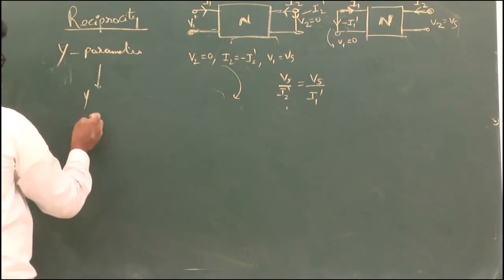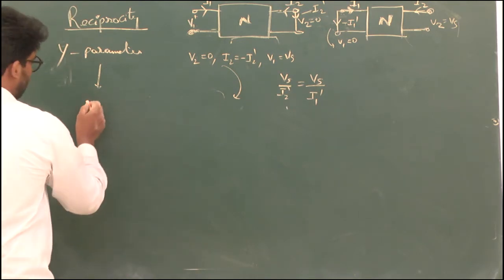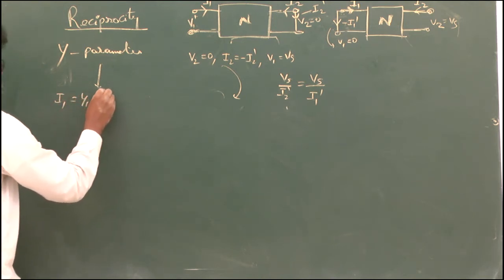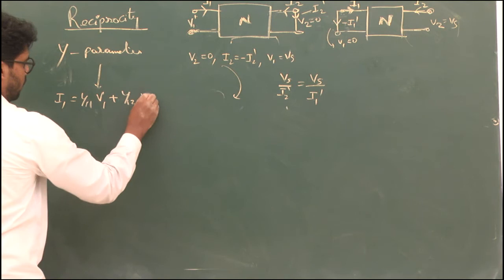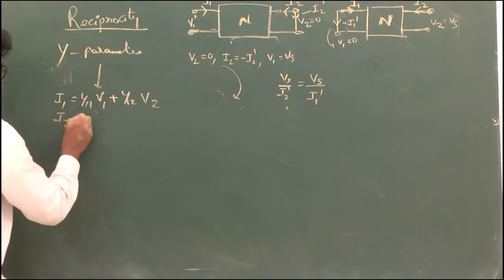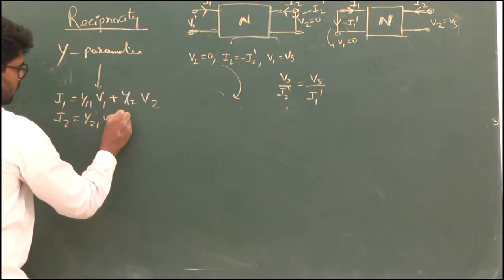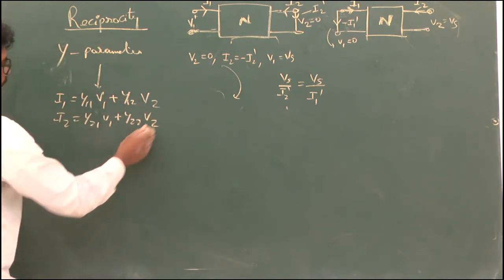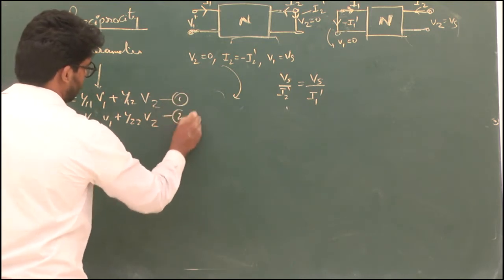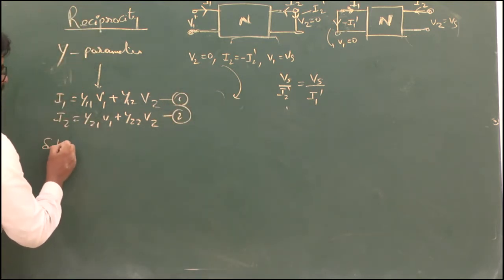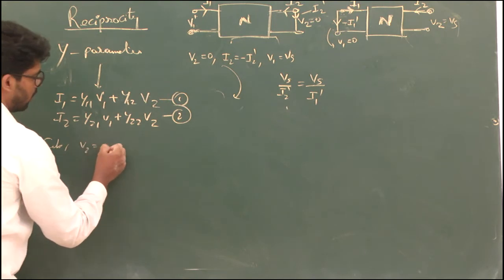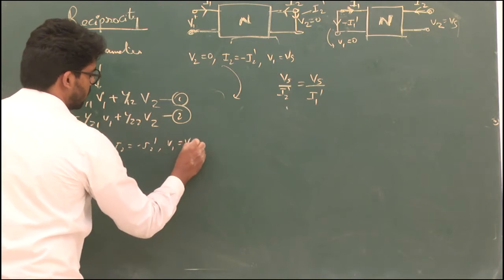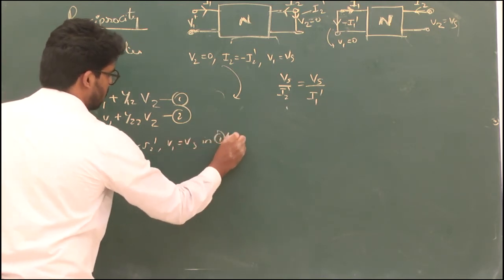So for Y parameters you have I1 equal to y11 v1 plus y12 v2, and I2 equal to y21 v1 plus y22 v2. Now substitute these in equations 1 and 2. Let us say this is 1 and this is 2. Substitute v2 equal to 0 and I2 equal to minus I2 dash, and v1 equal to vs in 1 and 2.